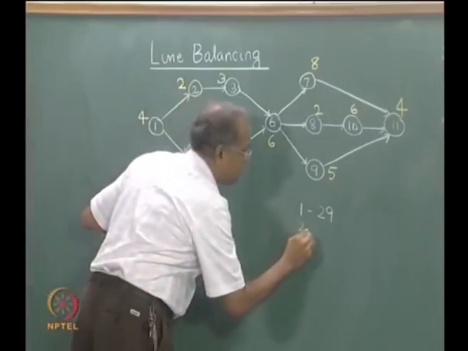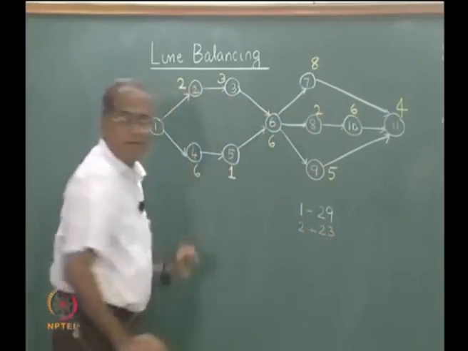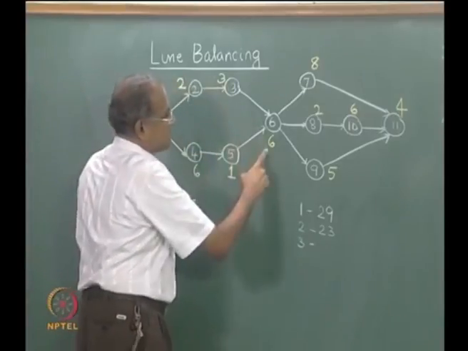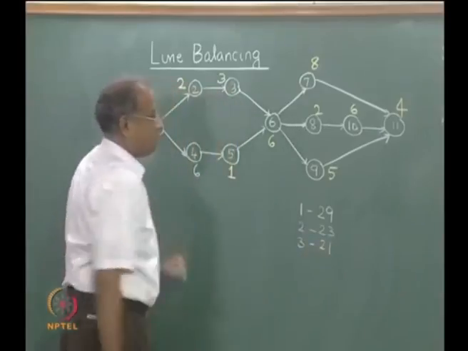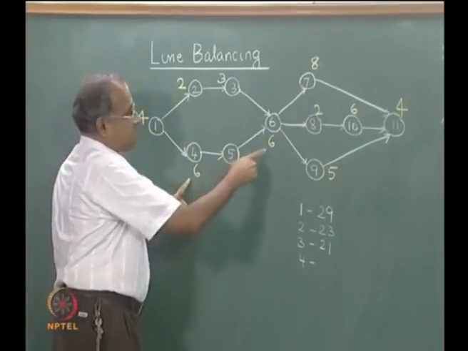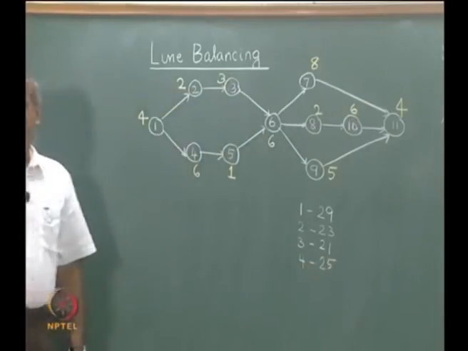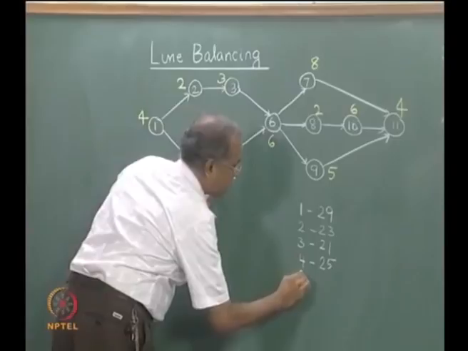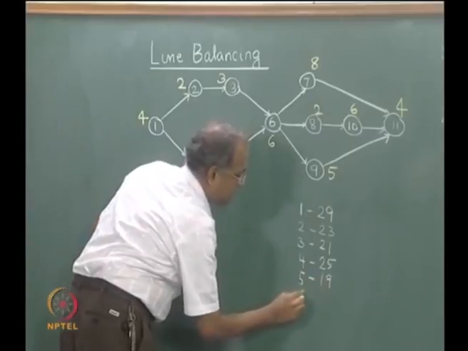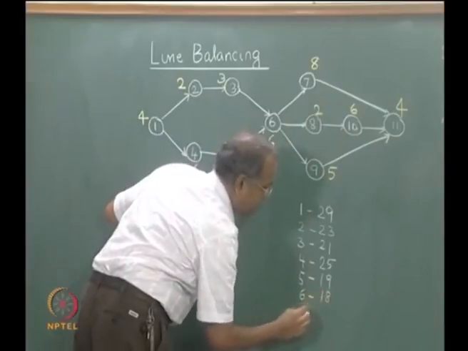For activity 2, the longest path will be 5 plus 6 is 11, plus 8 is 19, plus 4 is 23. For activity 3, the longest path will be 3 plus 6 is 9, plus 8 is 17, plus 4 is 21. For activity 4, the longest path will be 7 plus 6 is 13, plus 8 is 21, plus 4 is 25. For 5, the longest path will be 1 plus 6 is 7, plus 8 is 15, plus 4 is 19. For 6, the longest path will be 6 plus 8 is 14, plus 4 is 18.